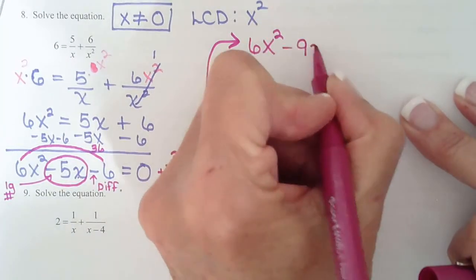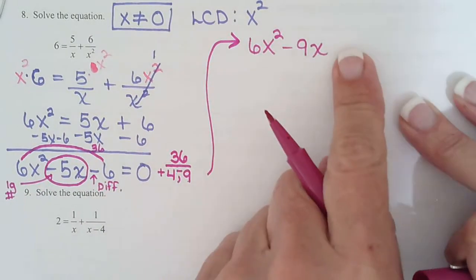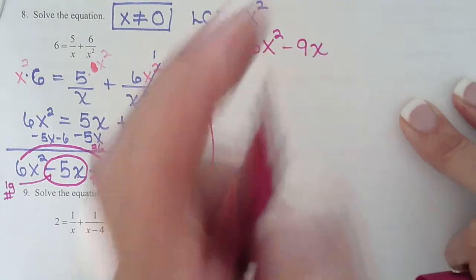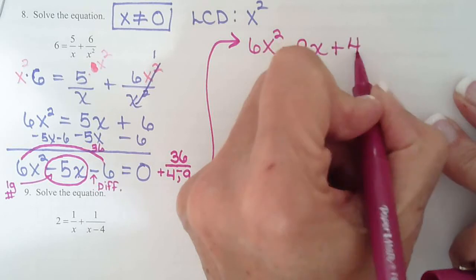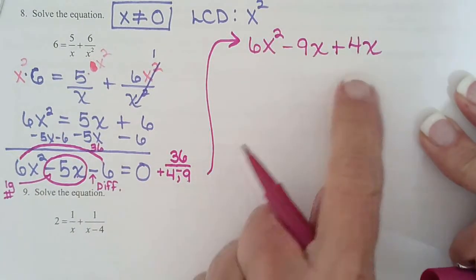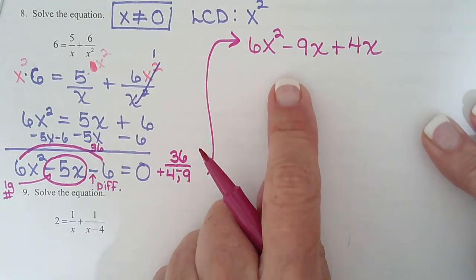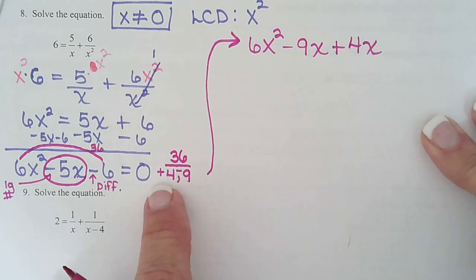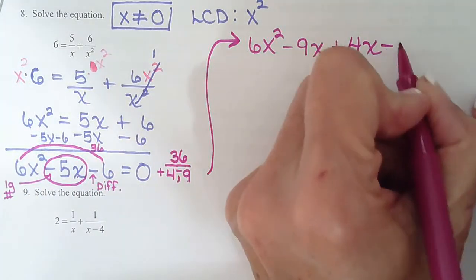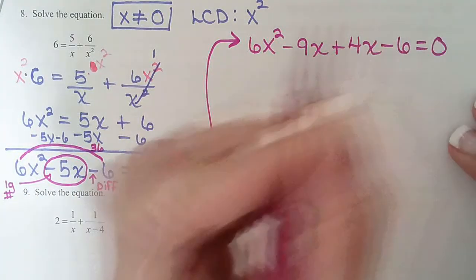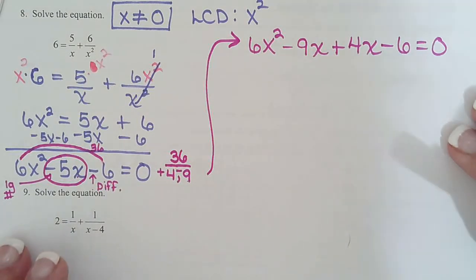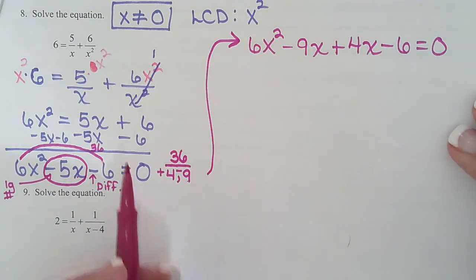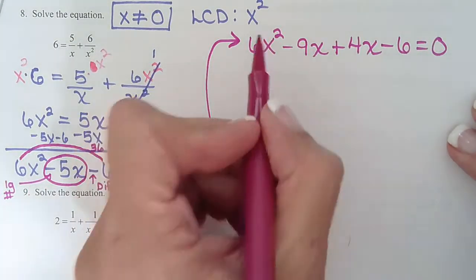And the reason I like my negative first is because then I don't have a negative GCF. That's where a lot of students make mistakes. So anytime I have one of each, I just put the negative first. So 6x squared minus 9x plus 4x minus 6 equals 0. And this is called AC grouping because after we do the AC method, then we group.